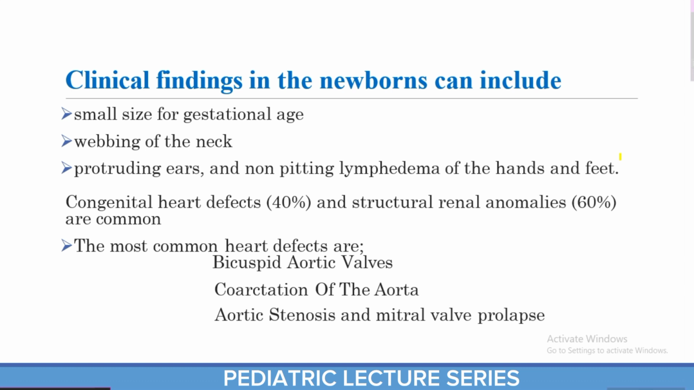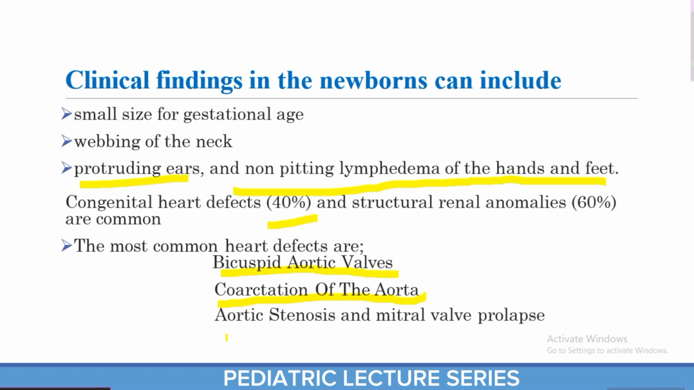The clinical findings in newborns can also include, of course, the ones we have seen before. Then you add small size for gestational age. Then you can have protruding ears and non-pitting edema of the hands and the feet. Congenital heart defects are so common, that is 40%, and structural renal anomalies in 60%. The most common heart defects include defects in the bicuspid aortic valves, and then coarctation of the aorta. This may cause an increase in blood pressure.